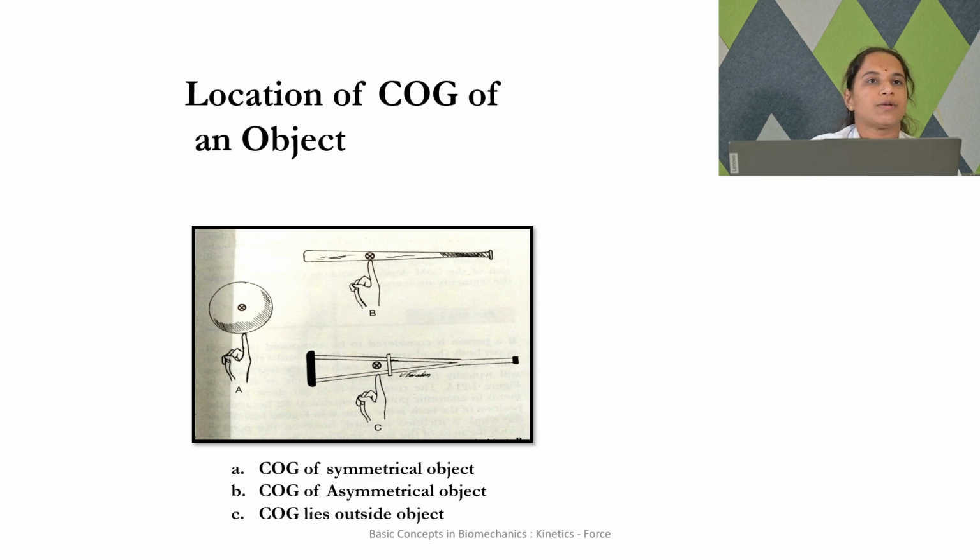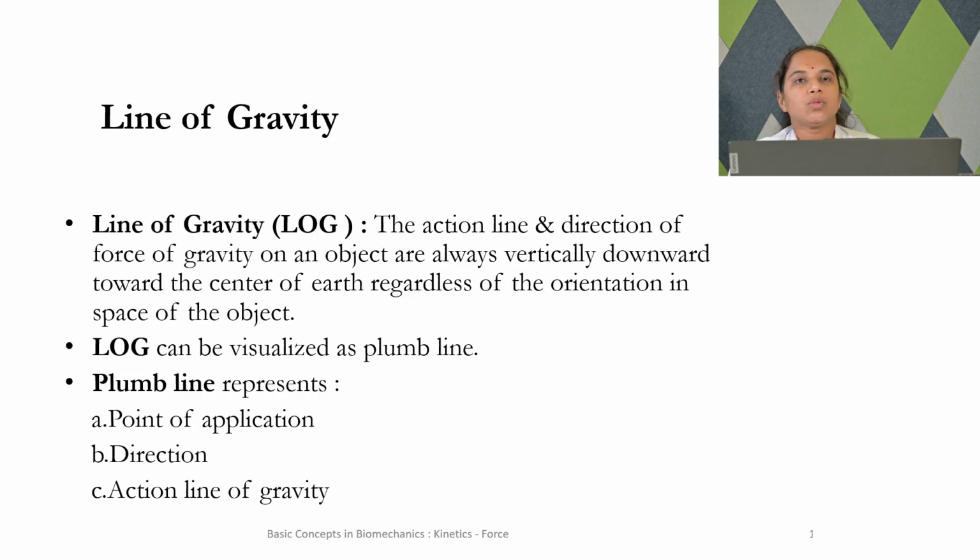Now coming to the concept of line of gravity. The line of gravity is an action line or direction of force of gravity on an object, always vertically towards the center of earth regardless of orientation in the space of the object.